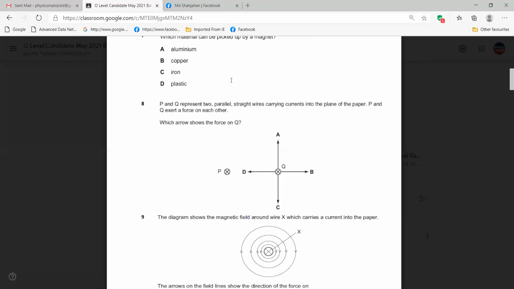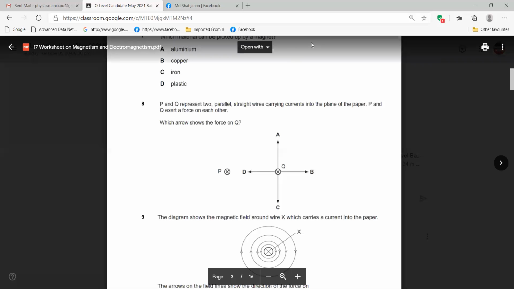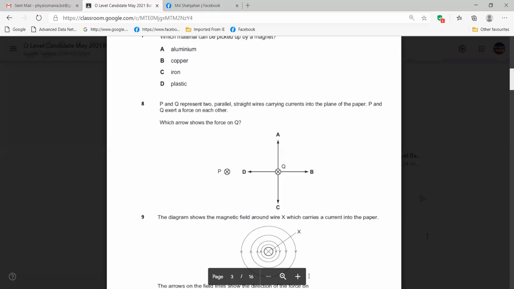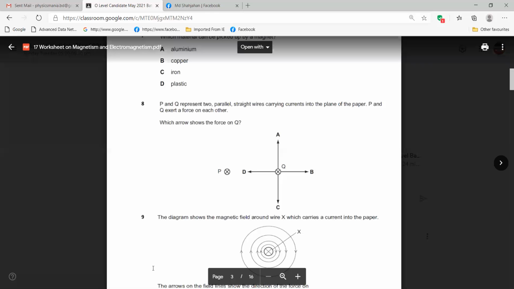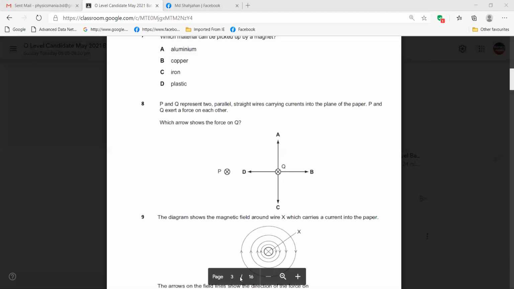So check it out here. Is it clockwise or anti-clockwise? If you are using the right hand grip rule, will it be clockwise or anti-clockwise? Magnetic field lines. There will be magnetic field lines, right? Around this wire. This way, right?